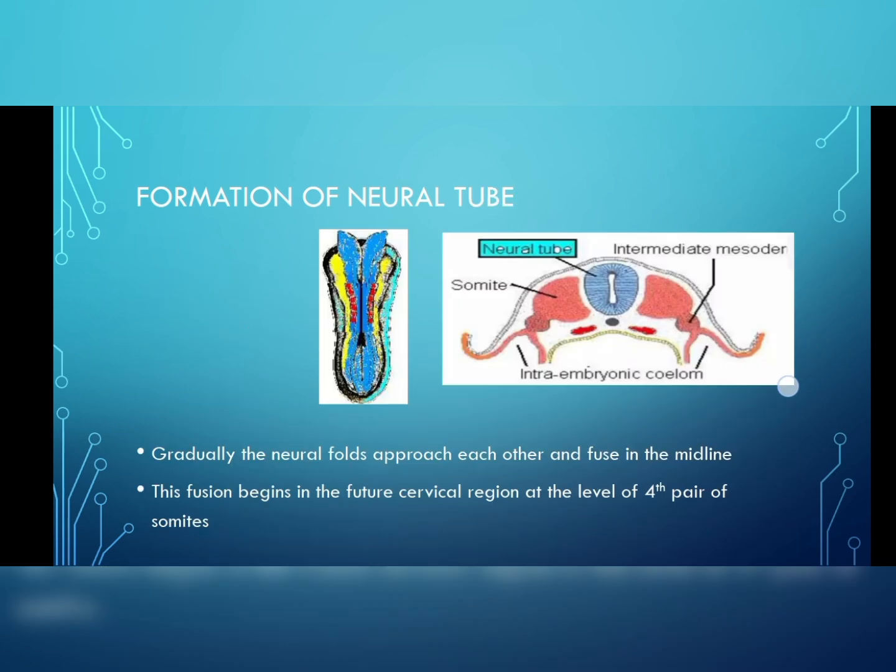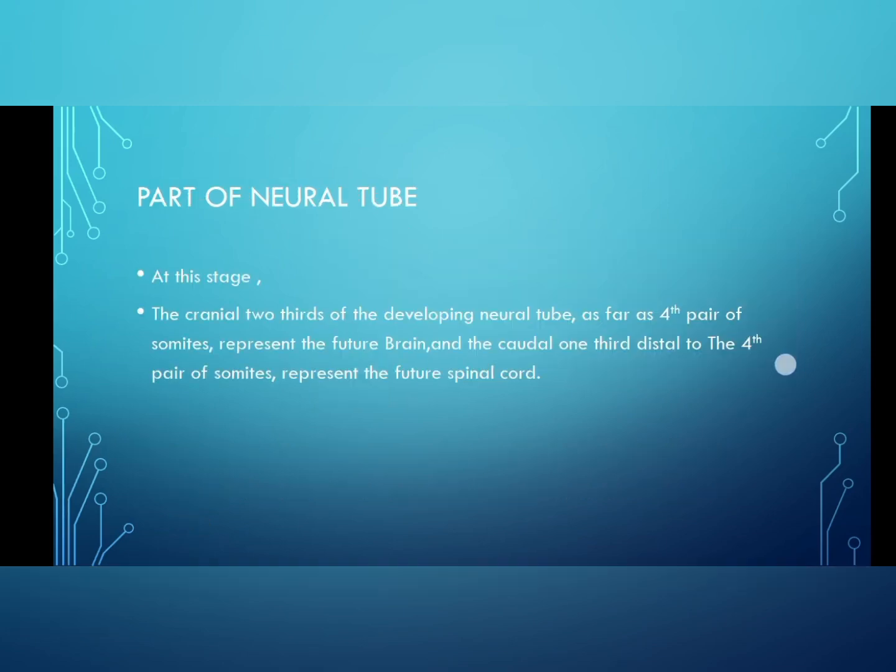Gradually, the neural folds approach each other and fuse in the midline. This fusion begins in the future cervical region at the level of the fourth pair of somites. At this stage, the cranial two-thirds of the developing neural tube, as far as the fourth somite, represent the future brain, and the caudal one third, distal to the fourth pair of somites, represents the future spinal cord.